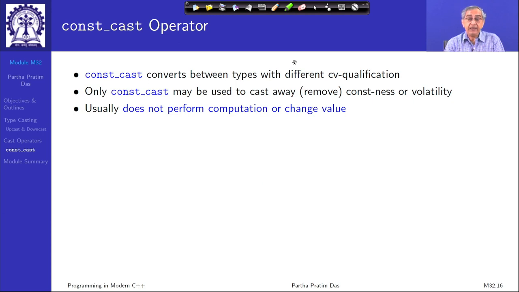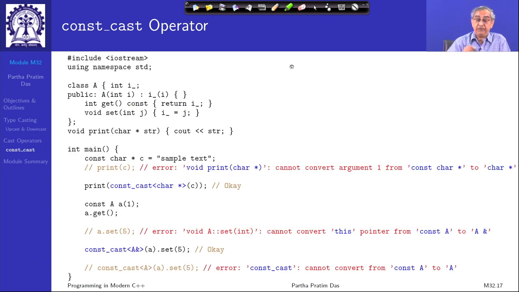So, having said that, let us talk specifically about const_cast, which converts types of different CV qualification, const volatile qualification. const_cast is the only way to remove the constness or volatility of a certain object, but it usually does not perform any computation or change the value. Let us look at an example.